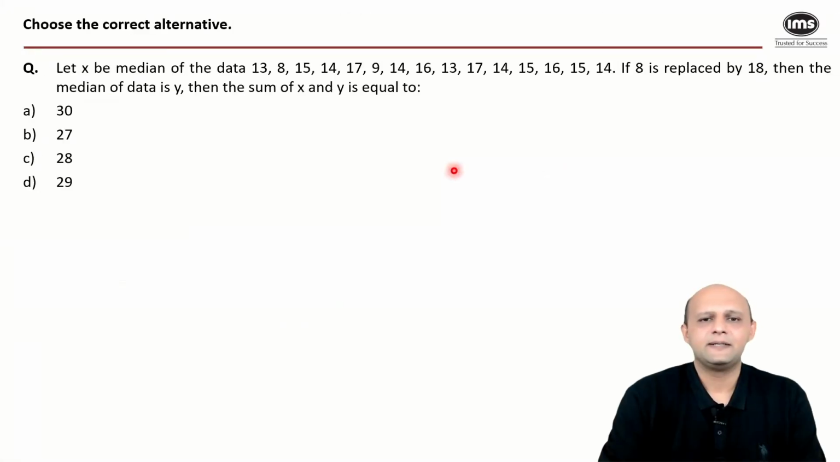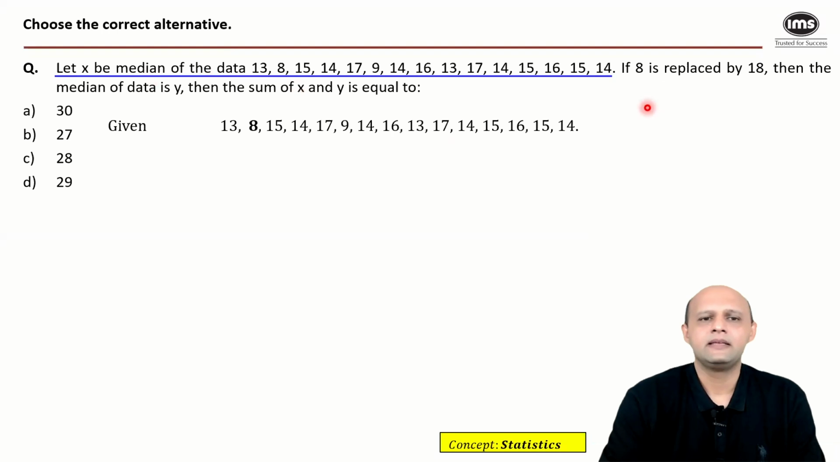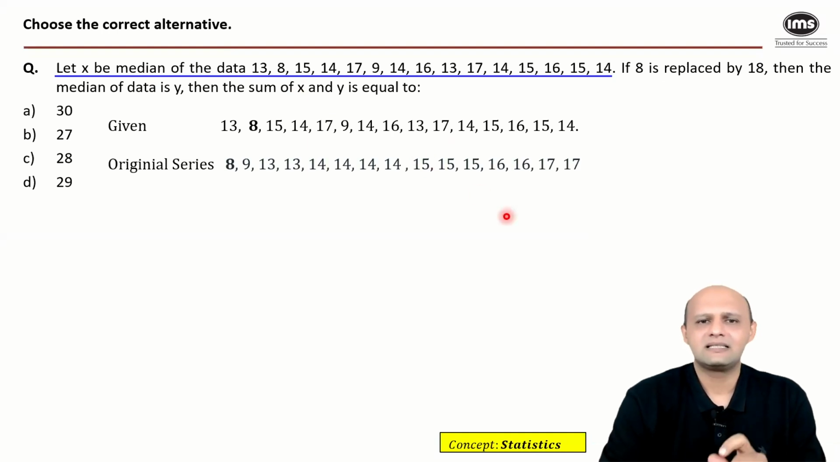Again, a very, very simple, straightforward question based on the concept of median, which is from statistics. Let us read the question. Let X be the median of the given data. This is the data that they have given. We just need to arrange this data set either in ascending or descending order, because we need to calculate the median. And what is the median? It is the centralmost number from the set of observations.